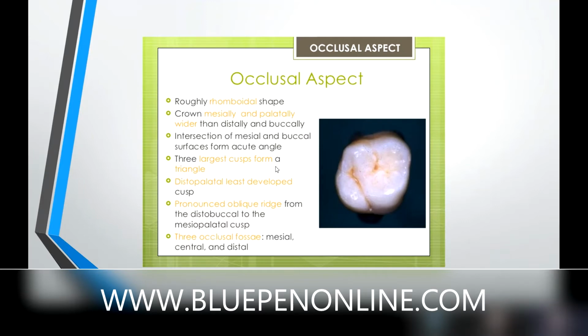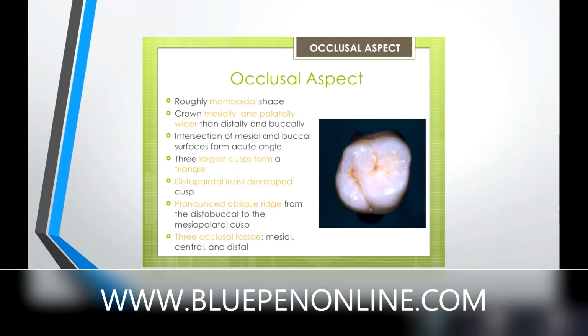Three largest cusps form a triangle. Distopalatal is the least developed cusp. Then the oblique ridge: we have mesial oblique ridge and distal oblique ridge. Then three occlusal fossae: mesial fossa, central fossa, distal fossa. So from the occlusal aspect, what you can write is rhomboidal in shape.